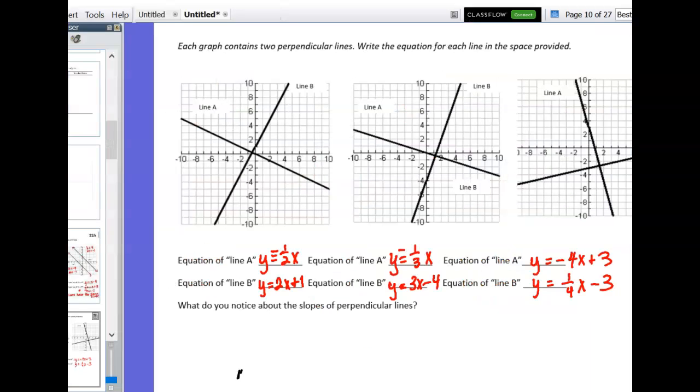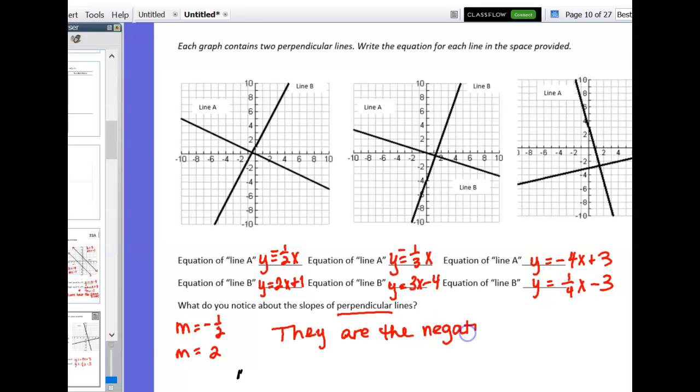Okay, we're back from the technical difficulty. What we notice about the equations: the slope for the first line is negative 1/2, and the slope for the second line is 2. If you notice, the slopes of perpendicular lines are the negative reciprocal. So they are the negative reciprocal.